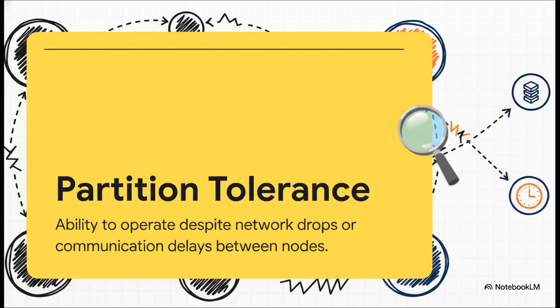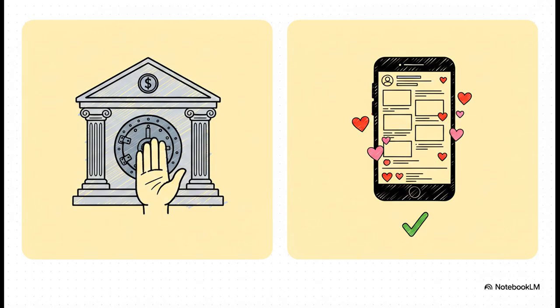First up, we just have to accept partition tolerance. Network drops or weird communication delays between nodes, they're going to happen. It's literally a question of when, not if. Because partitions are completely unavoidable, when a failure does happen, our system is forced to make a hard choice between the other two letters, consistency or availability. Let's actually look at that trade-off.